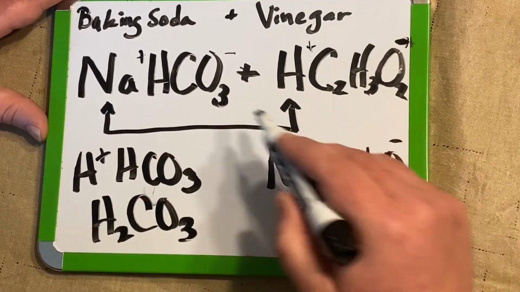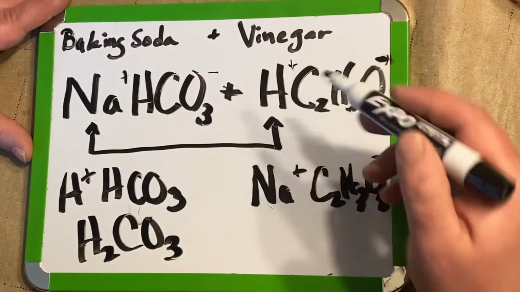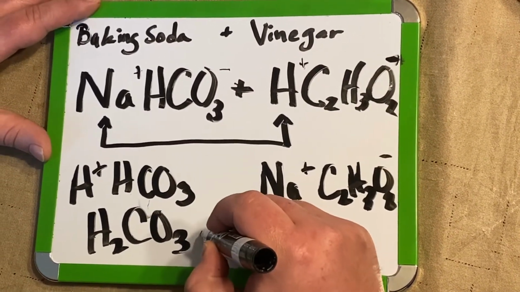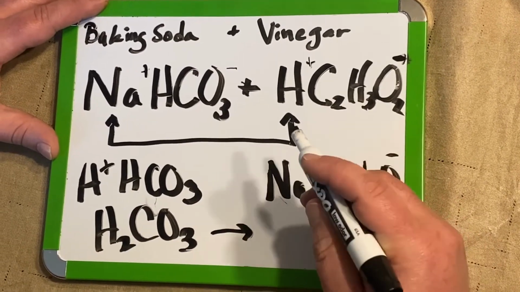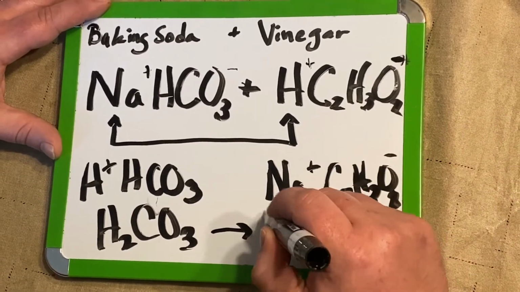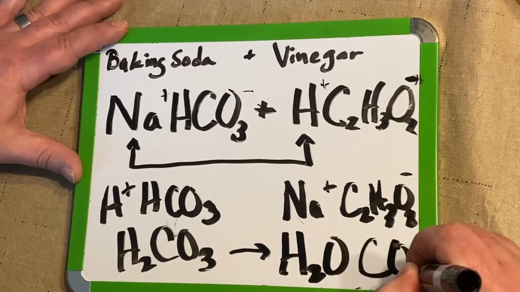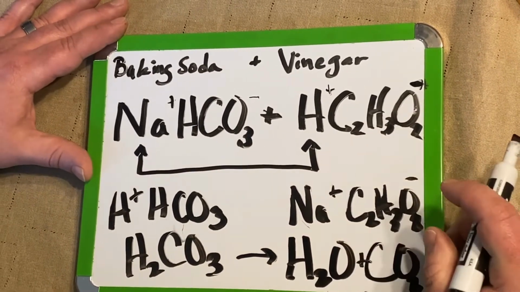And what's going to happen here after this double displacement reaction is that the H2CO3, which is carbonic acid, is then going to decompose into H2O and CO2. And you'll see that in the reaction.